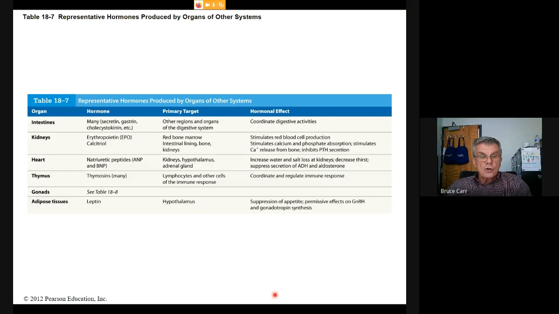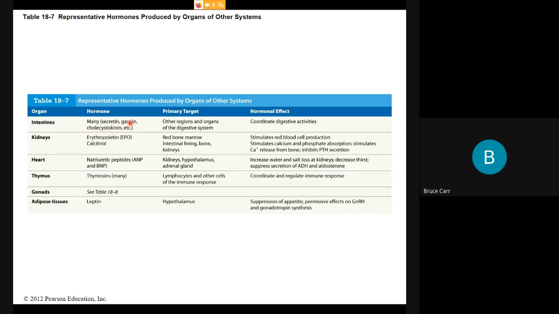But right here, the intestines produce many hormones: secretin, gastrin, cholecystokinin.